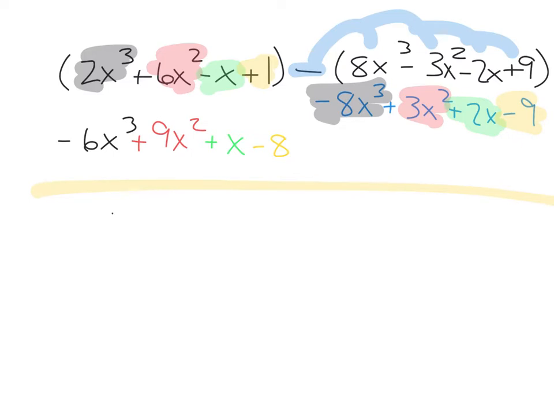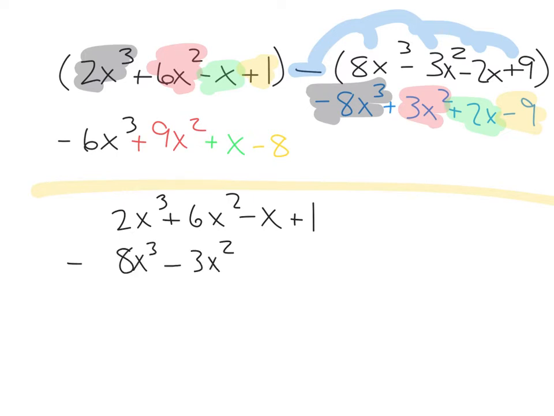So that would look like this: 2x cubed plus 6x squared minus x plus 1. And then you have minus 8x cubed minus 3x squared minus 2x plus 9. And there you go. So everything's lined up. Now, the only thing you have to be careful of is a lot of students will forget that this negative has to be applied to all these numbers still.